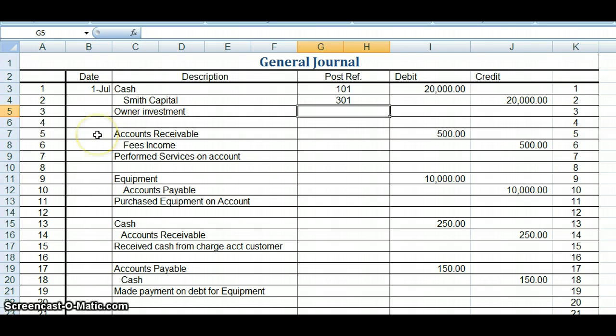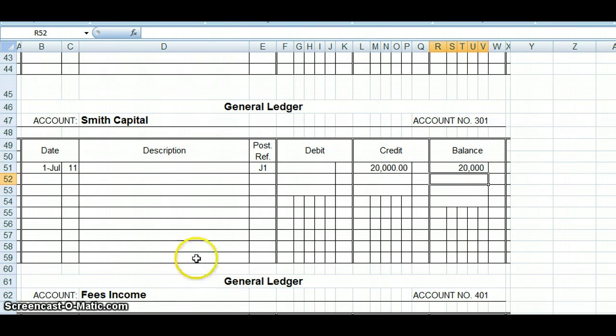We can see here the next thing that happened is we had accounts receivable and fees income for $500. We performed services on account. So here we're not receiving cash, we're just going to be owed for the services for the amount from our customer. So we'll flip over to the ledger and start with accounts receivable.